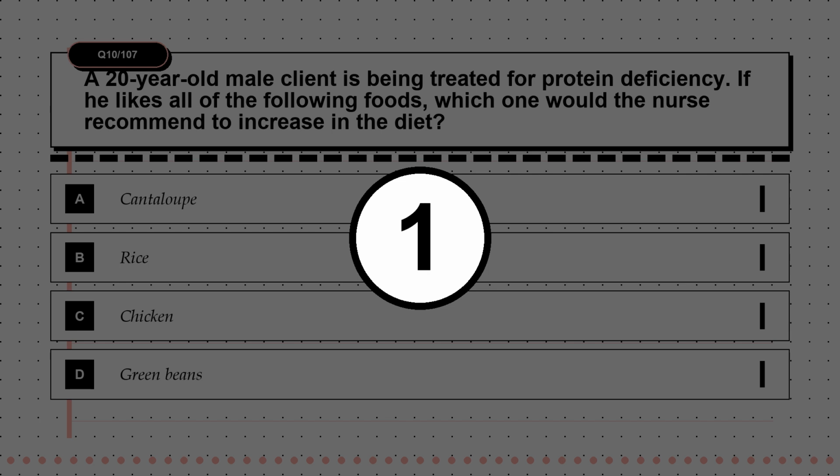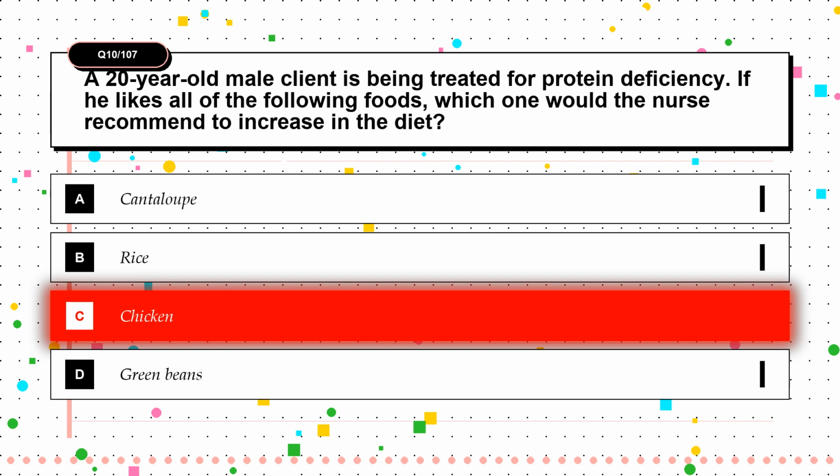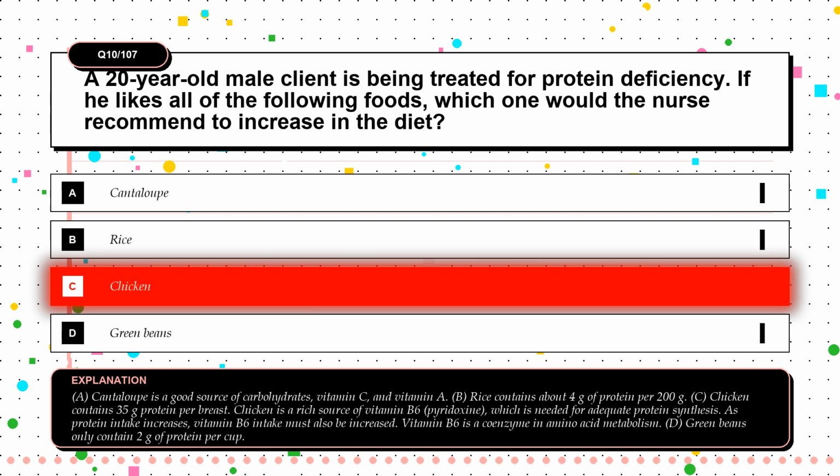The correct answer is option C. Chicken. A cantaloupe is a good source of carbohydrates, vitamin C, and vitamin A. B. Rice contains about 4 g of protein per 200 g. C. Chicken contains 35 g protein per breast.